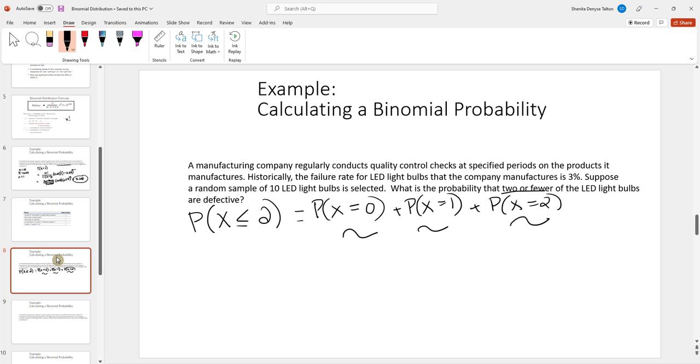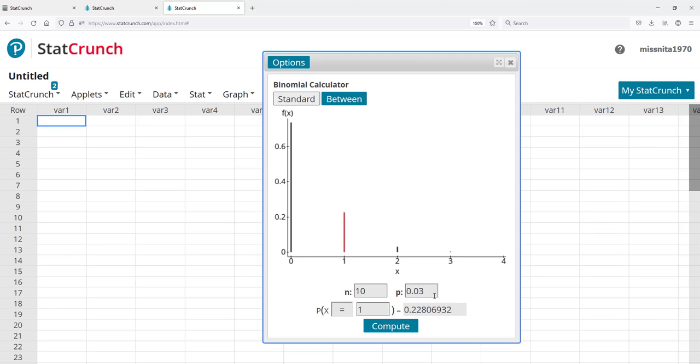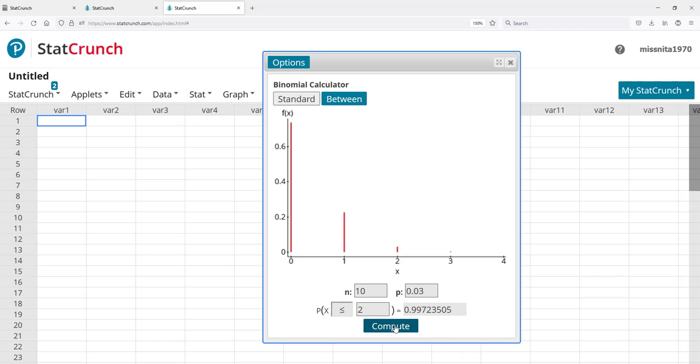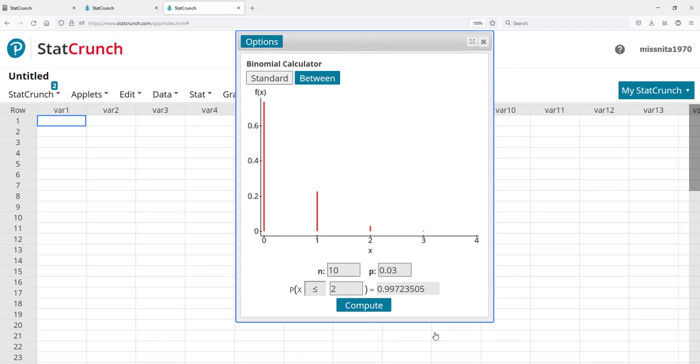But I'm going to go ahead and use StatCrunch. And I know my symbol, so it should be fairly easy. I got the less than or equal to. Okay, so we go to StatCrunch. I still have my numbers in here, and I want less than or equal to 2. I hit compute, and I get my answer, 0.9972.